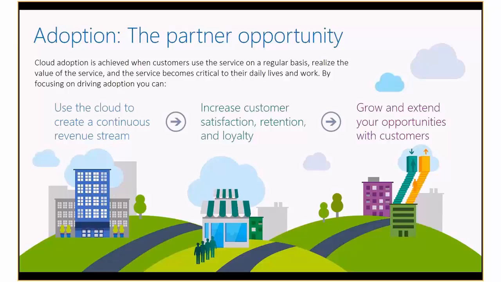So we really want you to be talking about making sure that all those workloads are being deployed, that everyone is using them. That's really going to help you to increase your customer satisfaction, retention and loyalty. So it's not just about making sure that that renewal is easy when it comes around that following year. It's really about making sure that that customer has seen the value of you as a partner and the solution. And that's going to give you opportunity to grow and extend maybe into another workload.